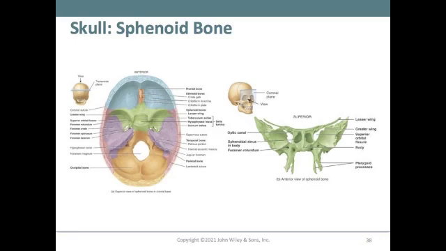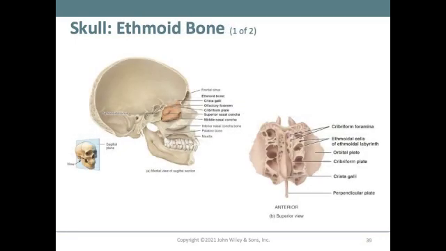And we've got this sphenoid bone. So this is a very irregularly shaped bone. And you can see the sphenoid right here. The ethmoid bone is a delicate bone located in the anterior part of the cranial base, medial to the orbits, and it is sponge-like in appearance.